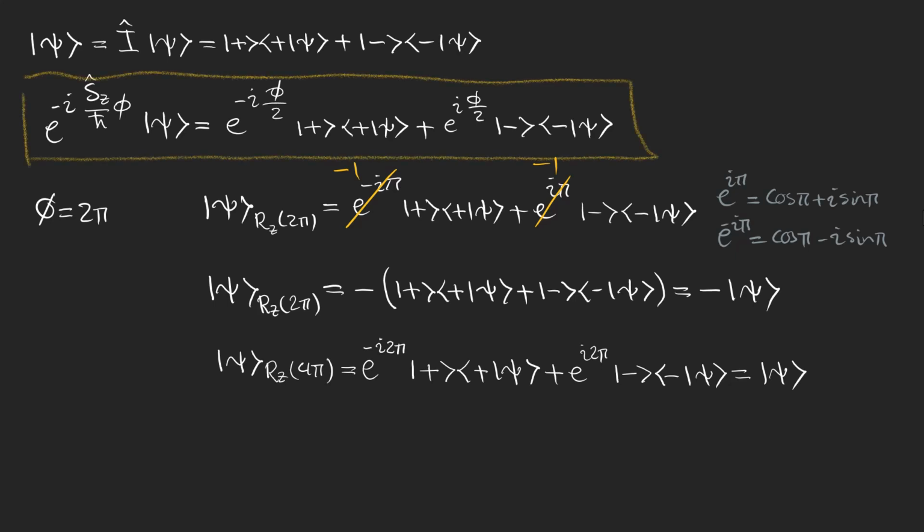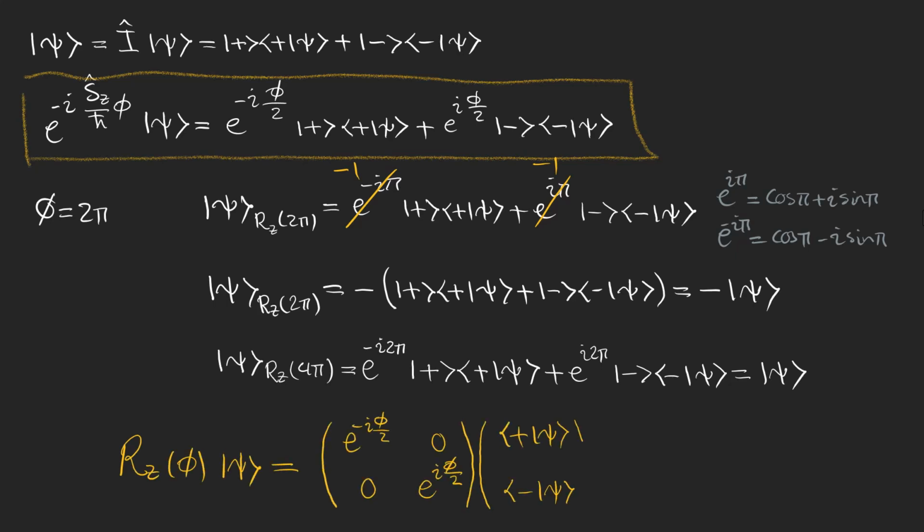Now take a look at this and let's find the matrix representation of this expression. We know that the state ket psi can be written as a column matrix with two complex numbers as the elements, and so the effect of the rotation can be understood as a 2 by 2 matrix with the exponentials as the non-zero matrix elements. Also, the outcome is another two-dimensional column matrix.